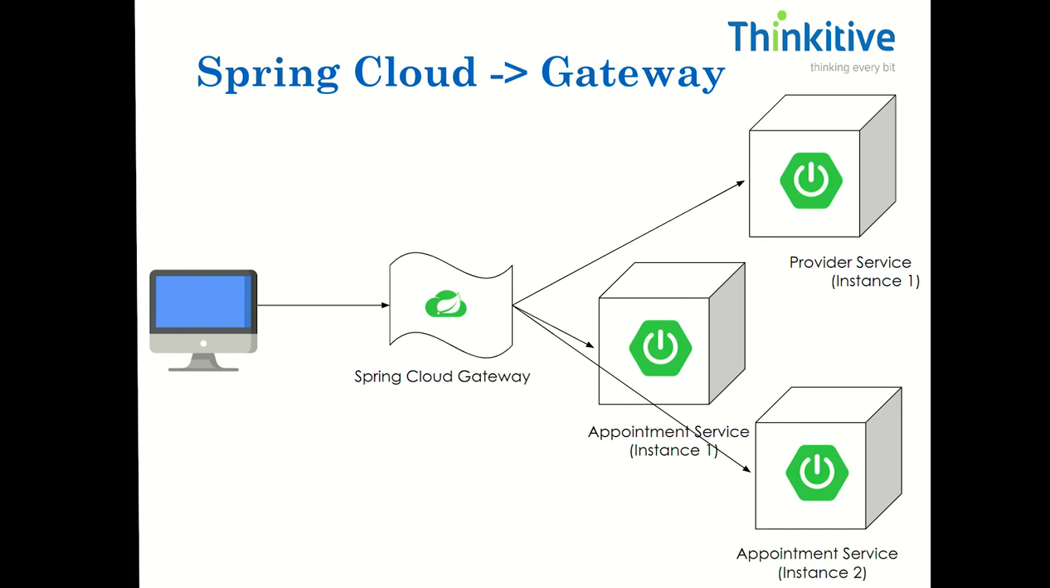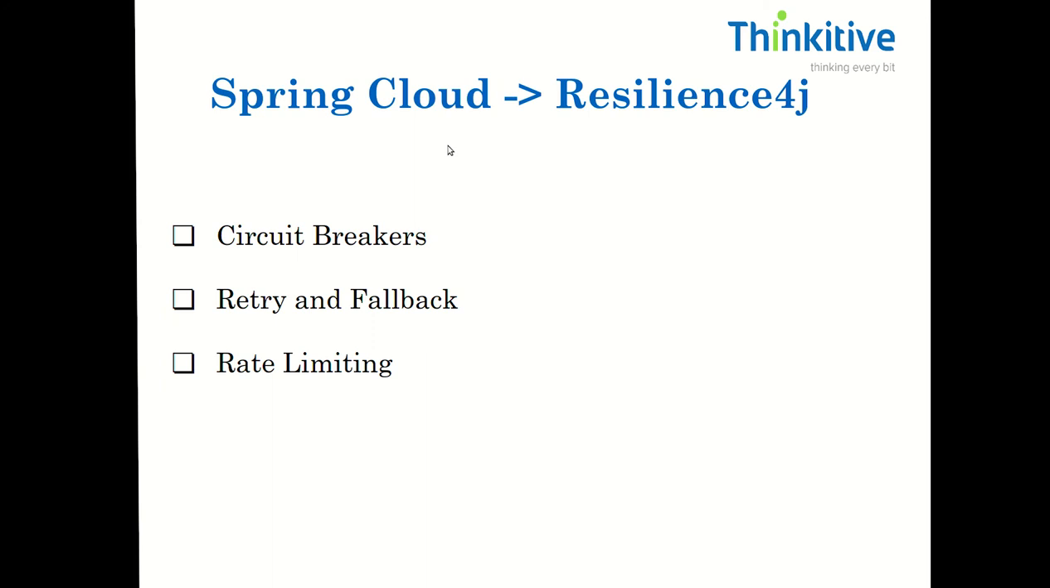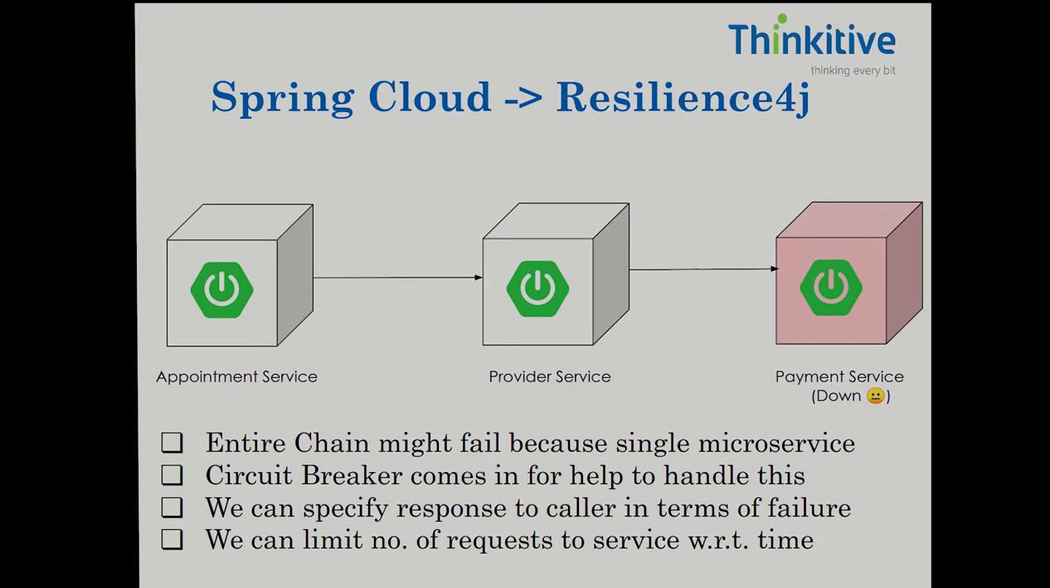Let's see a few more components of Spring Cloud. So what are those? Under Resilience4J, Spring Cloud comes with circuit breakers, retry and fallback, and rate limiting. Let's see how those work. Suppose we have a chain of microservices like this. Appointment service is talking to the provider service, provider is talking to the payment service for adding some payment or whatever it may be, but unfortunately payment service is down. In this case, the entire chain might fail because of a single microservice, because our payment service is down.